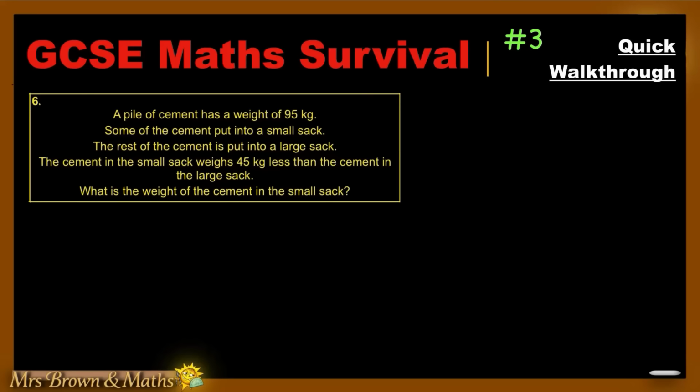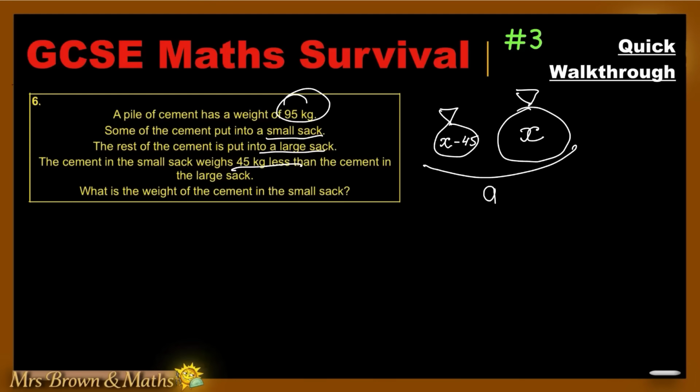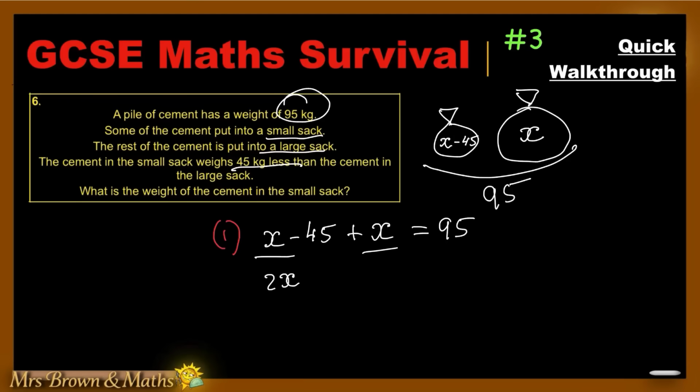Question 6. Altogether, there are 95 kilos of cement. The small sack is 45 kilos less than the large sack. Let the large sack be x, so the small sack is x minus 45. And altogether, it is 95 kilos. So first mark you get for forming the equation. x minus 45, small sack, plus x, large sack, will be 95. Simplify. x and x is 2x, minus 45 is 95.